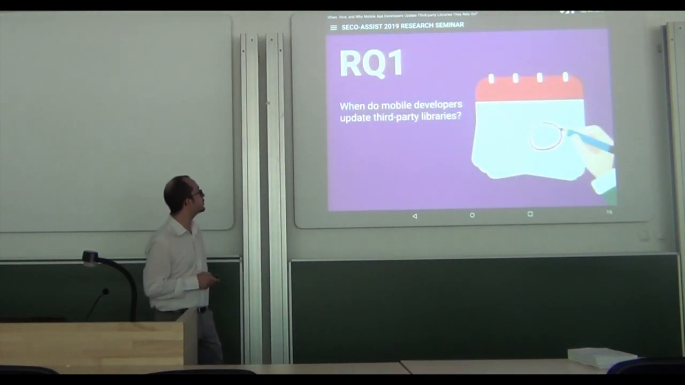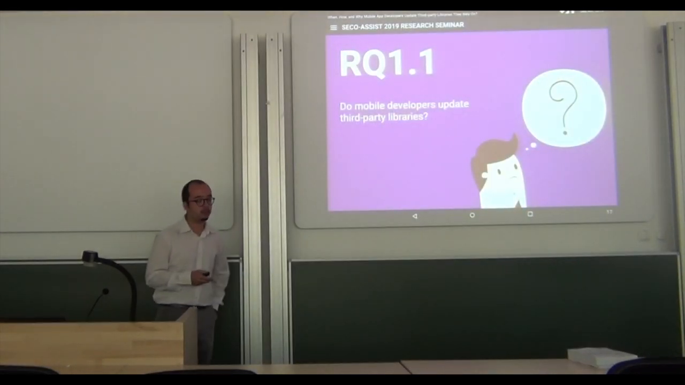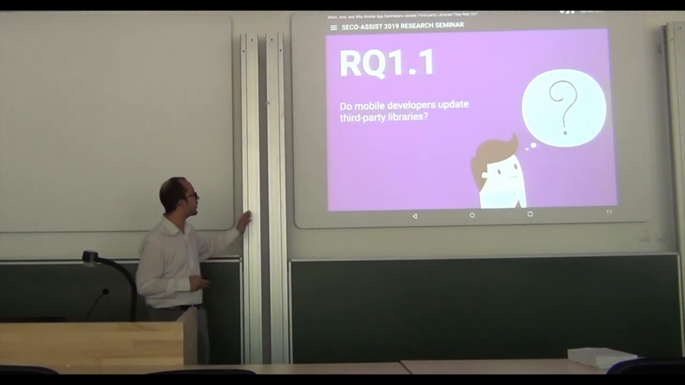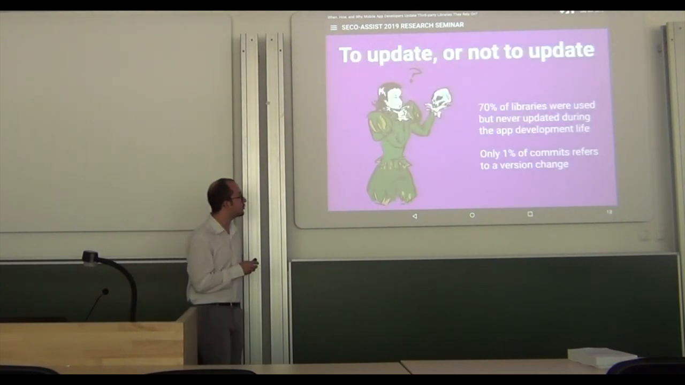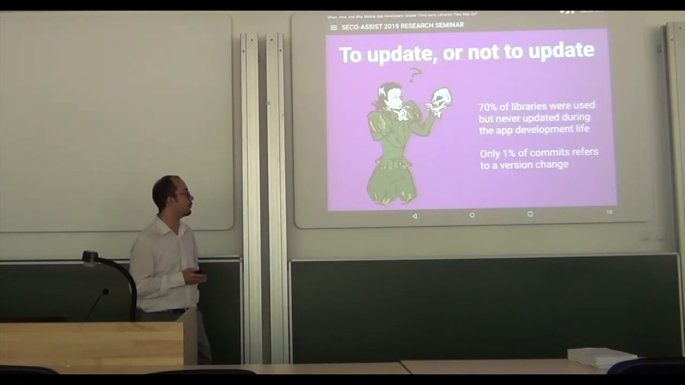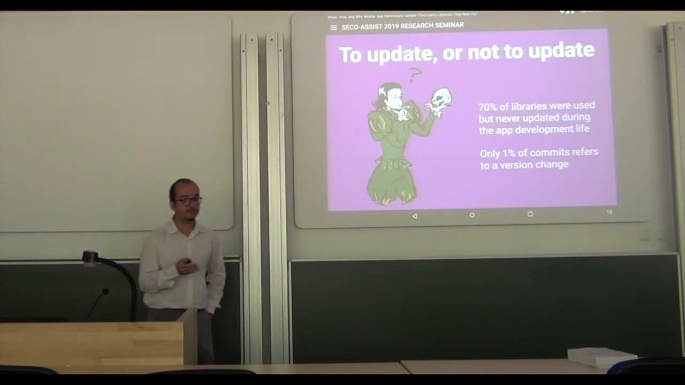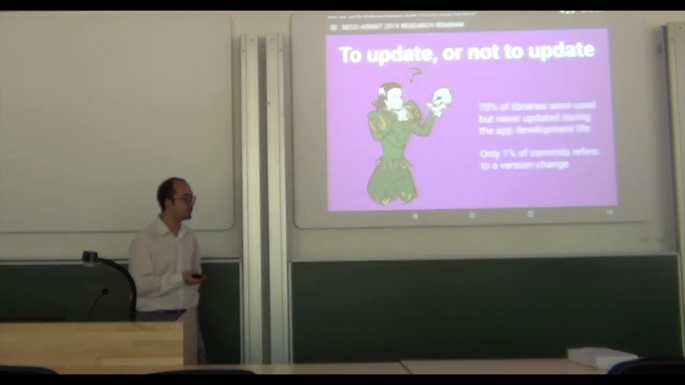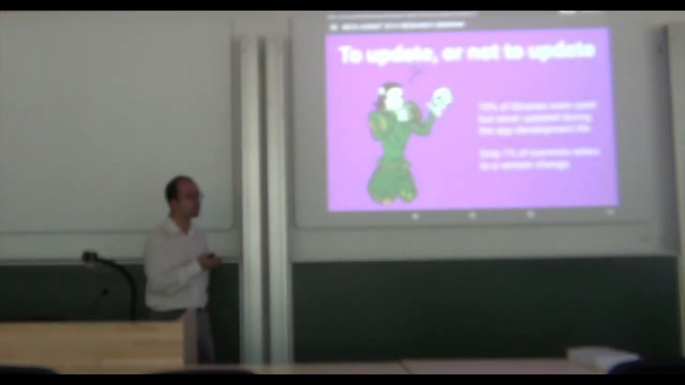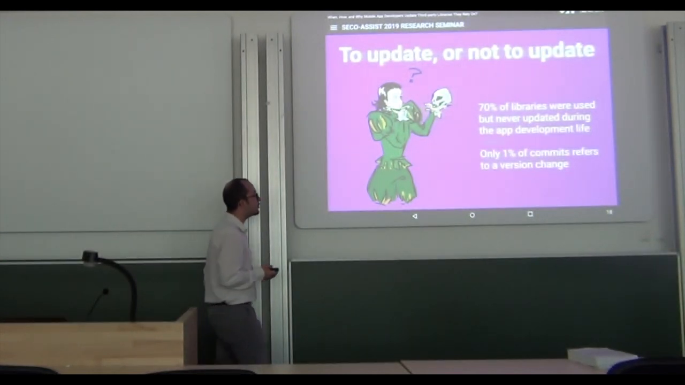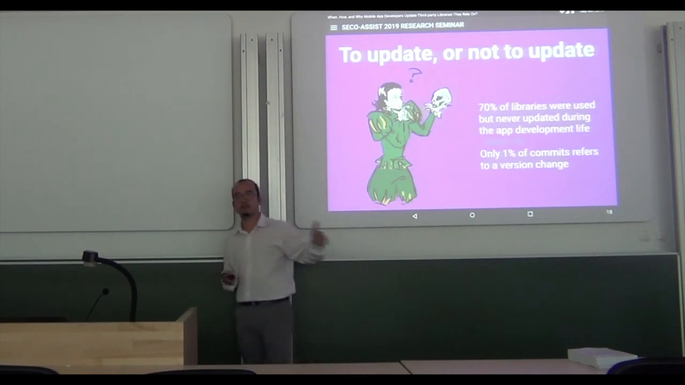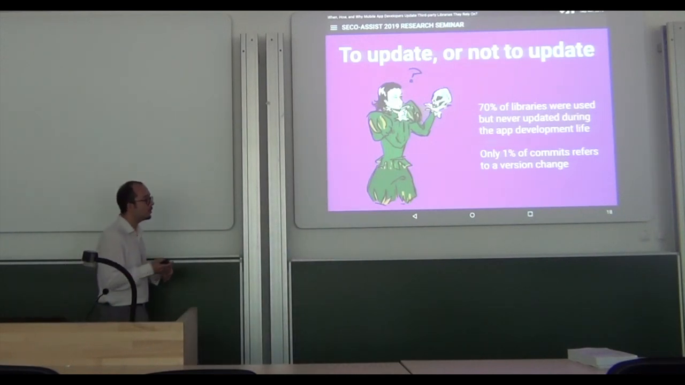For the first research question, we are trying to understand when mobile developers update the third-party libraries. So we divided this research question into parts. In the first part, we had to analyze whether they do it or not. So basically, we saw that 70% of the libraries were used but never updated during the app development life. So basically, it means that developers were introducing these libraries and then never changed them, never changed the use of these libraries. And then it's also that only 1% of the commits that we analyzed are about library updates.